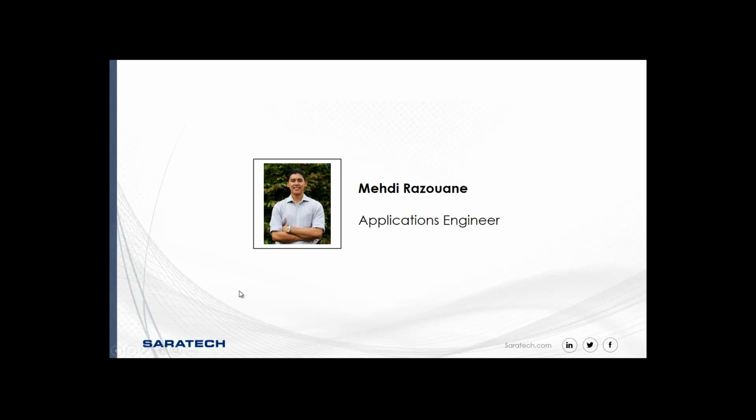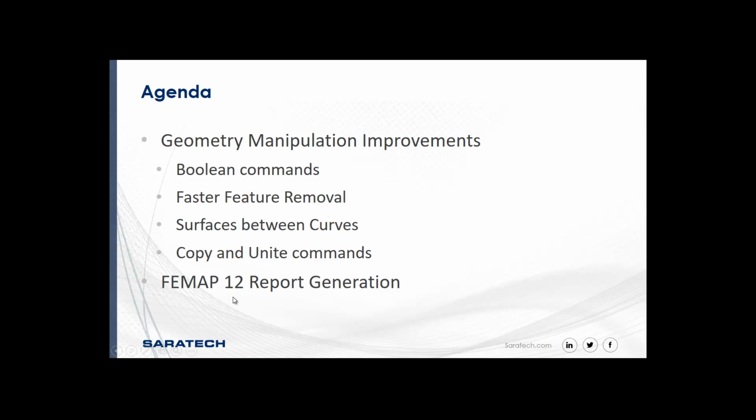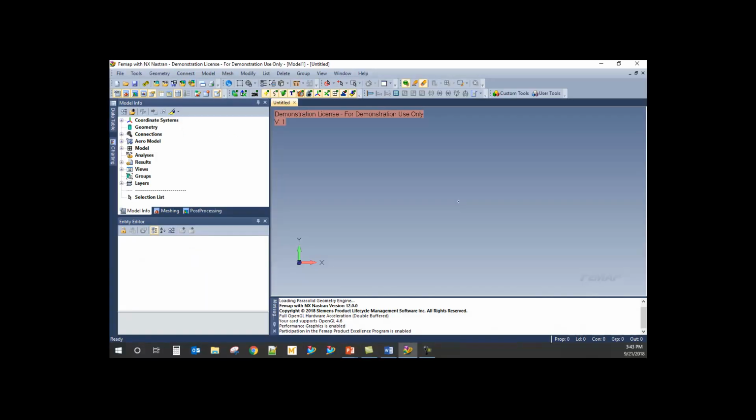For today's agenda, we'll be going over geometry manipulation improvements, specifically Boolean commands, faster feature removal, surfaces between curves, and copy and unite commands. We'll also briefly go over the Femap 12 report generation, as well as some of the pre and post processing improvements that Femap 12 has made. So without further ado, let's go ahead and get started.